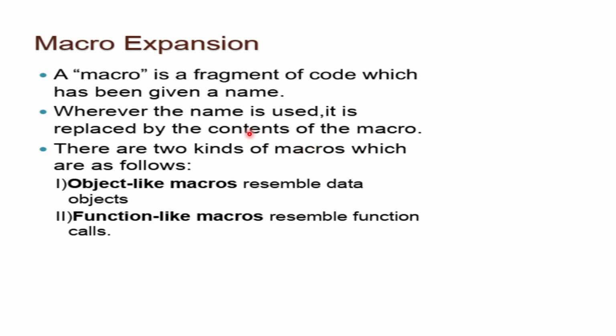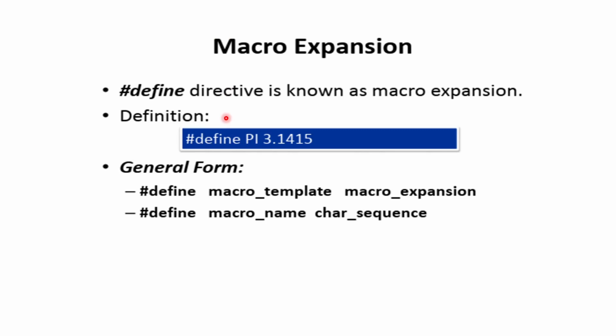Now, what is this macro expansion? A macro is a fragment of code which has been given a name. That means instead of writing 3.1415 every time in your program, you give it a nickname, pi. That is what a macro actually is.